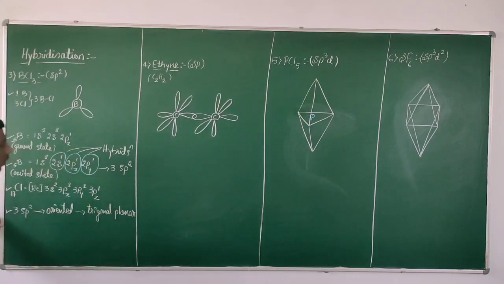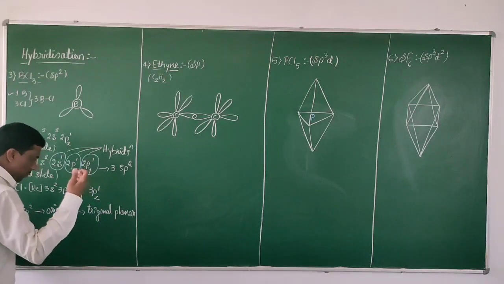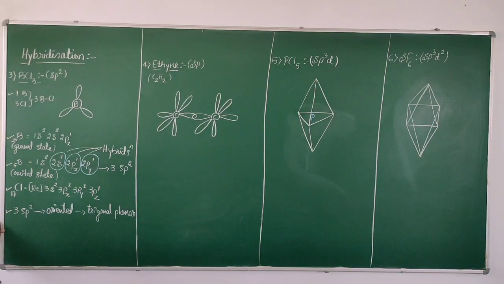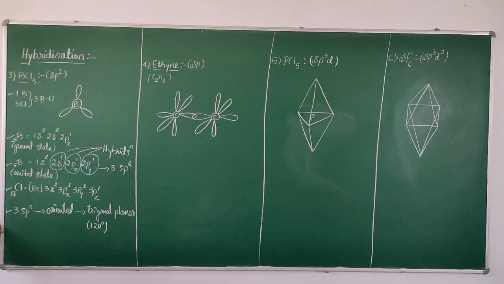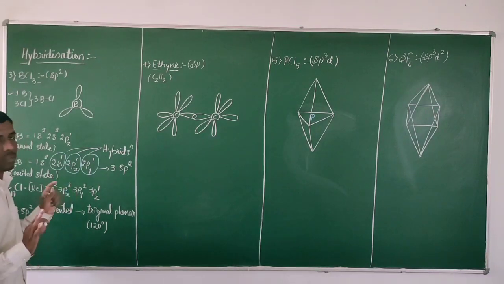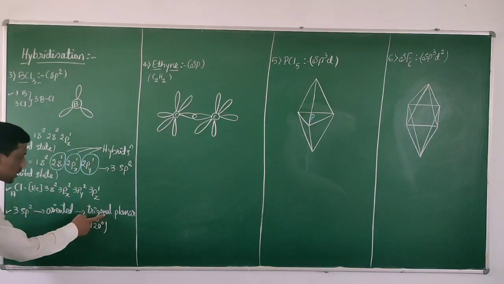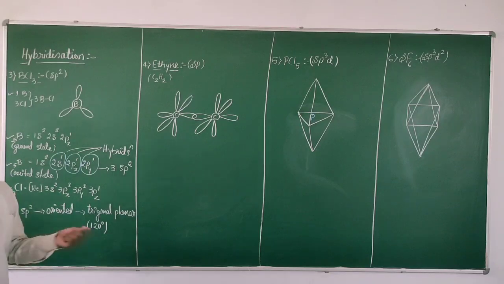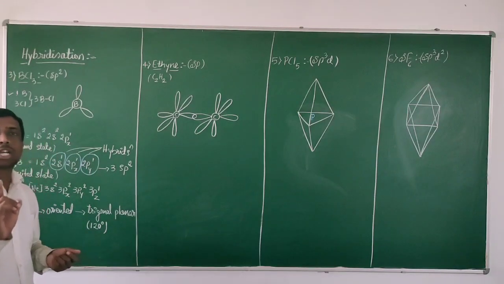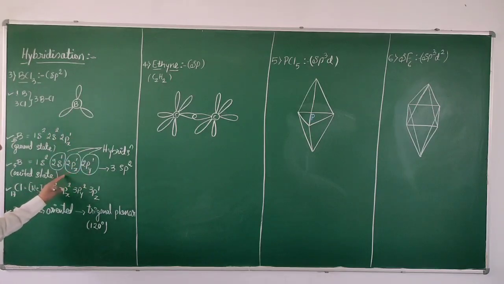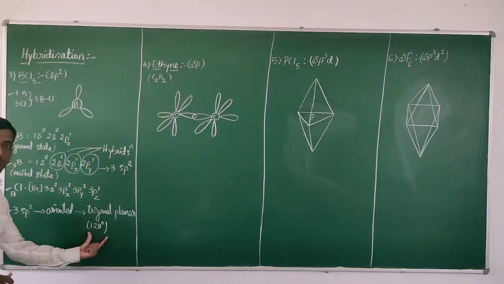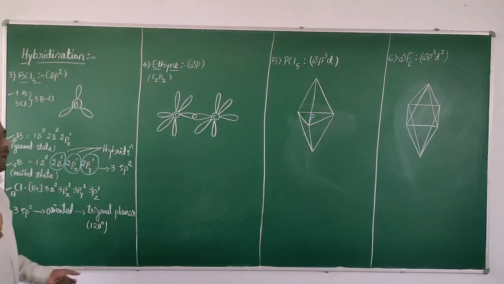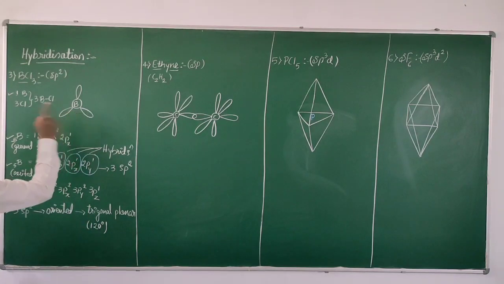How will they be arranged? In a trigonal planar arrangement, they will be arranged with a bond angle of 120 degrees, to minimize the repulsion between the orbitals containing electrons. They will be arranged with a bond angle of 120 degrees. It is the structure. Here it is arranged in this manner.